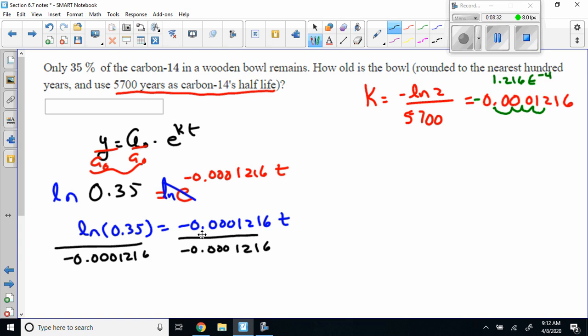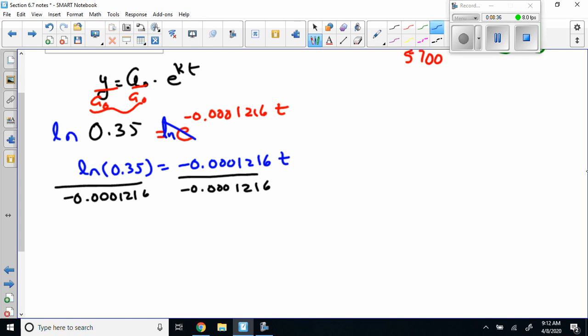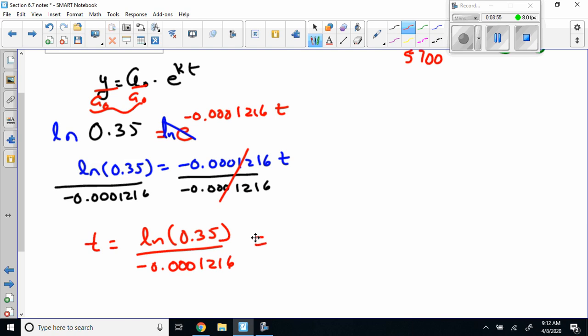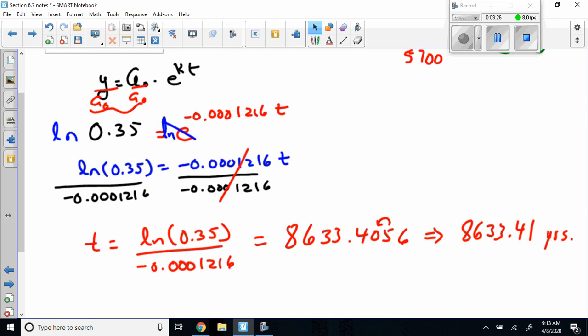One more. And what we'll get is, this cancels this, so it'd be t. My time is the natural log of 0.35. I would do that first and hit enter, then I'd hit divide, and then I'd type in this number right here. And what that gives me is 8,633.4056. Now, my calculator is set up for 4 decimal places, so if we have to round to the hundredths, this 5 is going to make that 0 go to 1, so 8,633.41 years, right? Just be aware of that.